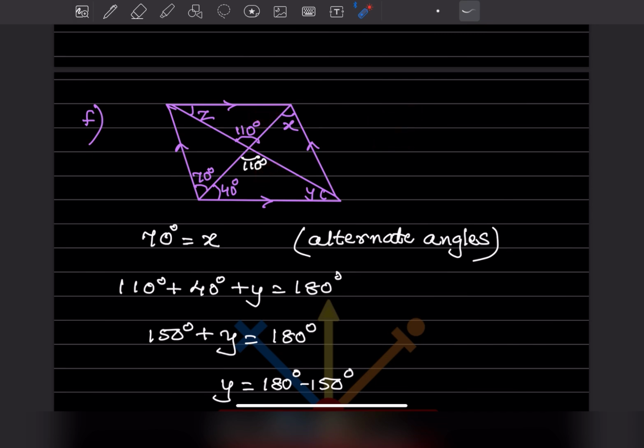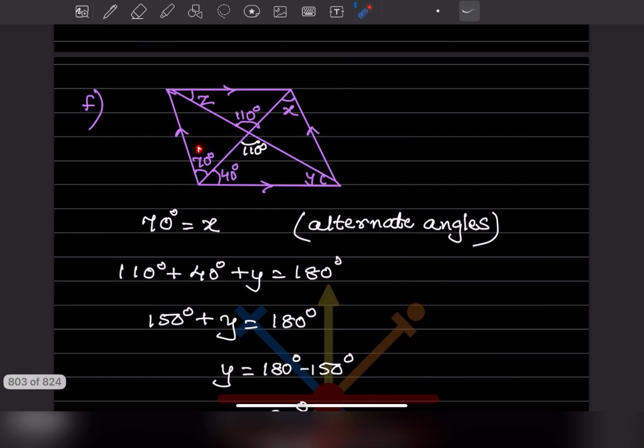Before that, let us see the values of x, y, and z. Now look here, this 70 and this 40 are given. So what we can say here, this 70 on this side and this angle on the other side are the alternate angles. This is a transversal, one on this side and the other on the other side. So these are the alternate angles, and so x will be 70.